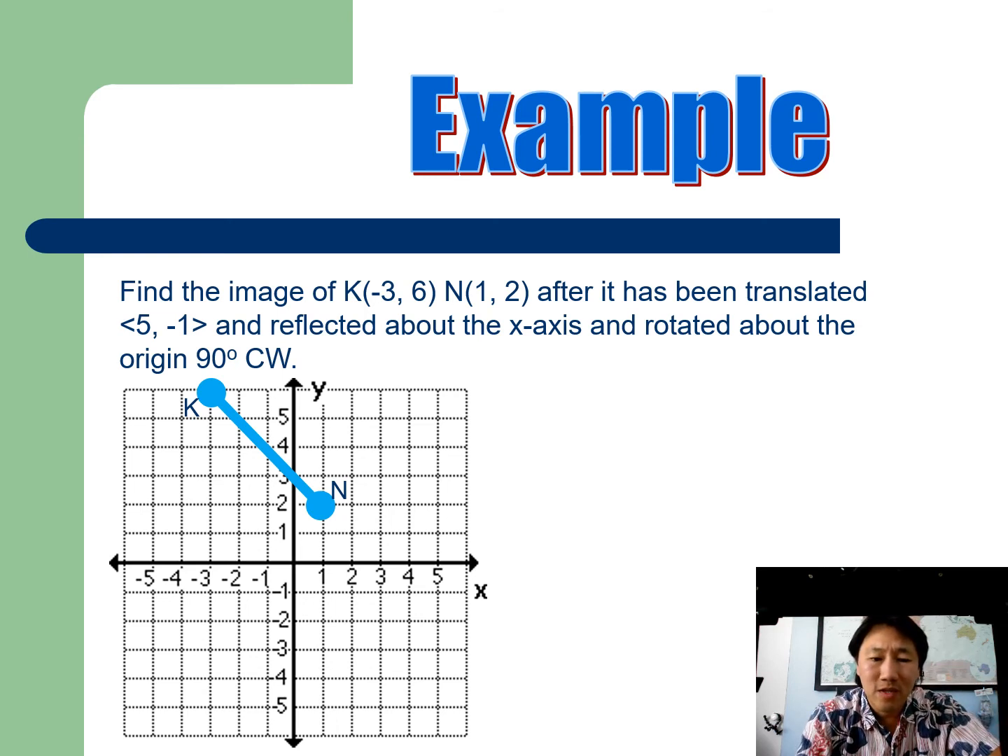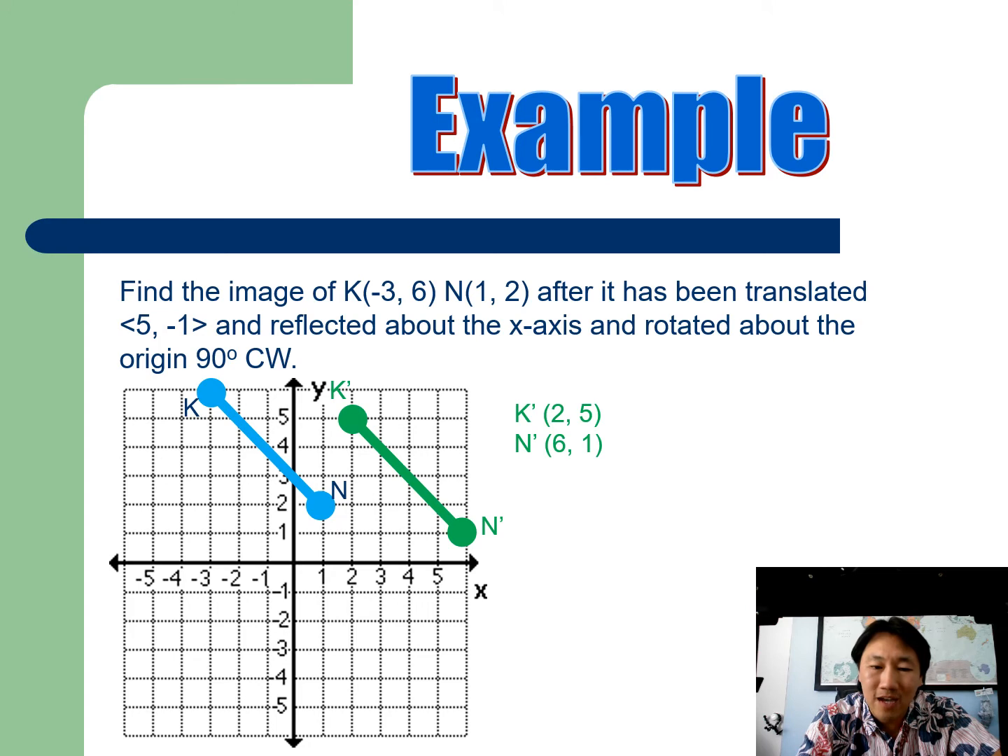If you shift each point individually, there it is. It goes 5 units to the right and down 1 unit. We label that K prime and N prime. And we have to write the points. Make sure you write the points on your homework. Okay, so the K prime is now at 2, 5, and N prime is at 6, 1. Again, for translations, you can either count 1, 2, 3, 4, 5, and then down 1, or you can use the math. Add 5, subtract 1.